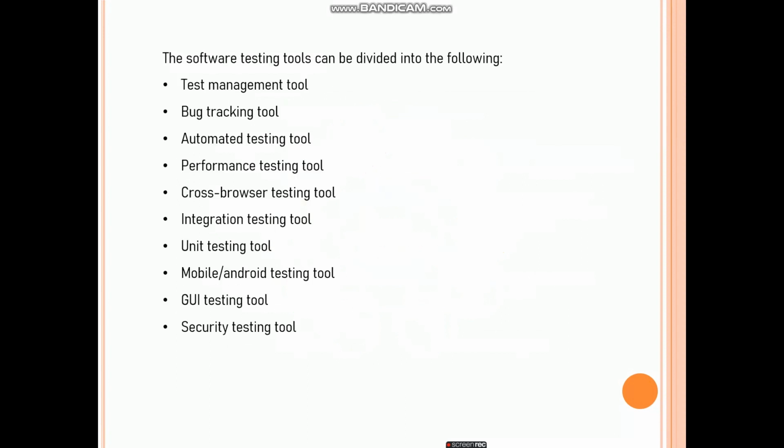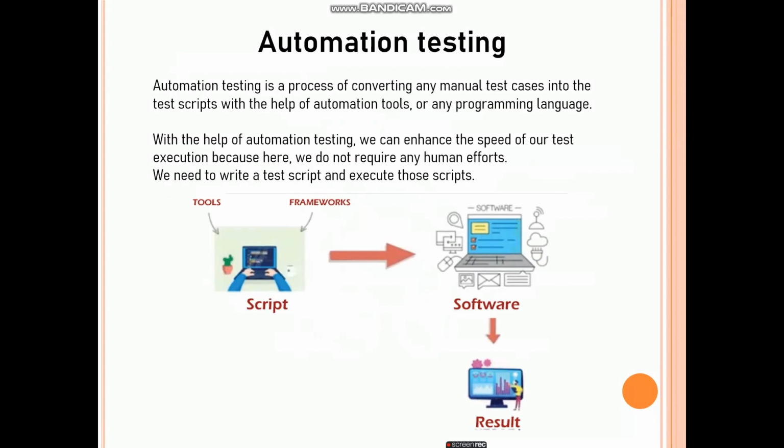The software testing tools can be divided into the following: test management tool, bug tracking tool, automated testing tool, performance testing tool, cross-browser testing tool, integration testing tool, unit testing tool, mobile or Android testing tool, GUI testing tool, and security testing tool. Now we'll go for the automation testing.